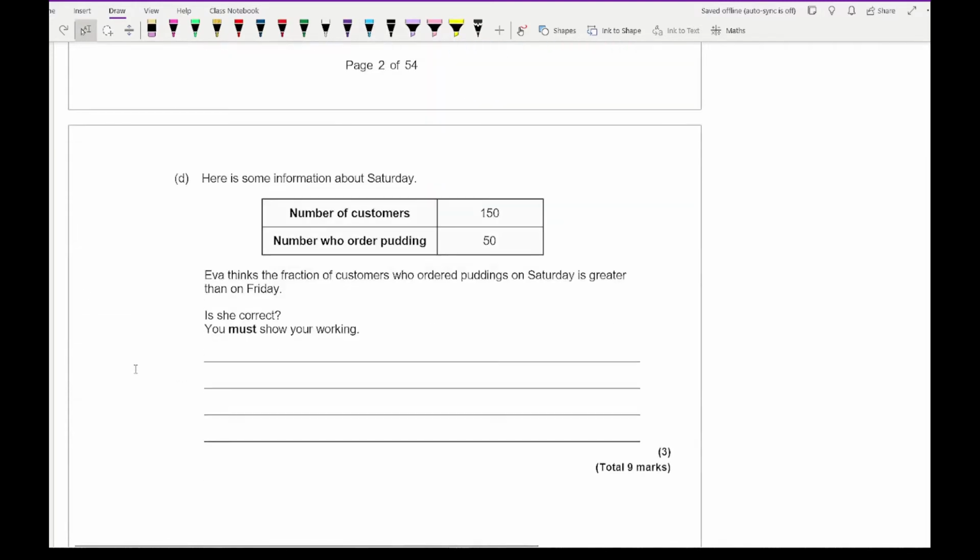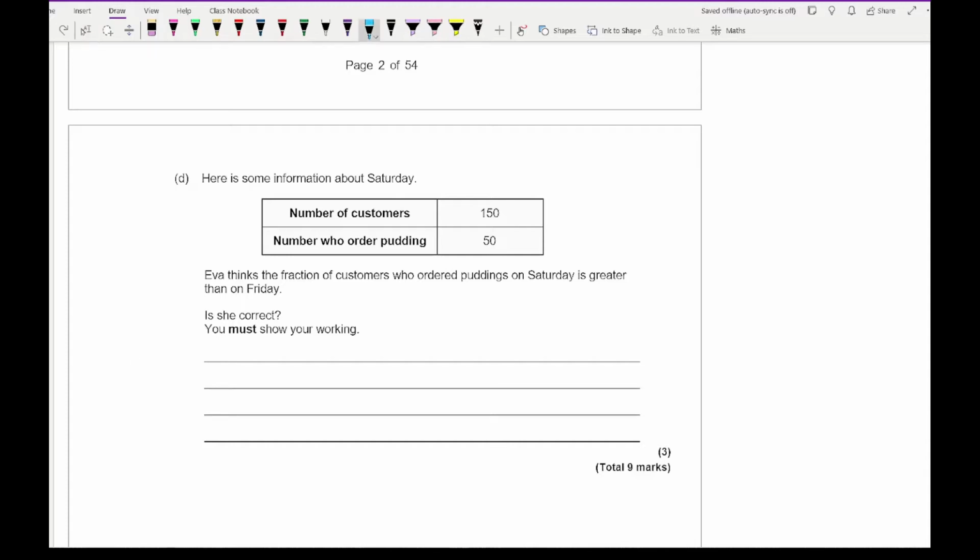Then with question D, it says here is some information about Saturday. So it says the number of customers is 150 and the number who order pudding is 50. And the question is saying that Eva thinks the fraction of customers who ordered pudding on Saturday is greater than on Friday. Is she correct?